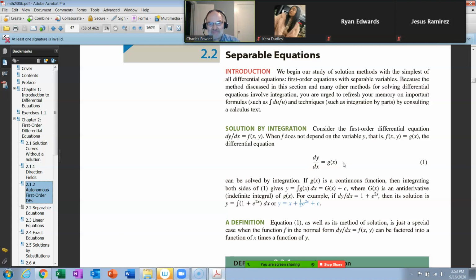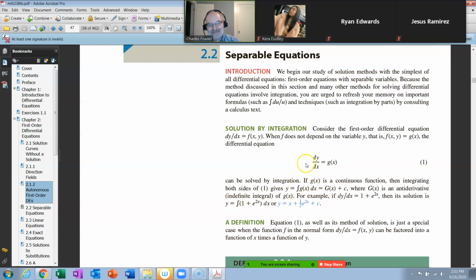But you still treat it as if it's the same, because that operator came from taking a difference quotient. You remember that? So you can sort of do that, okay? Now, if g of x is a continuous function, we hope to be able to integrate it.